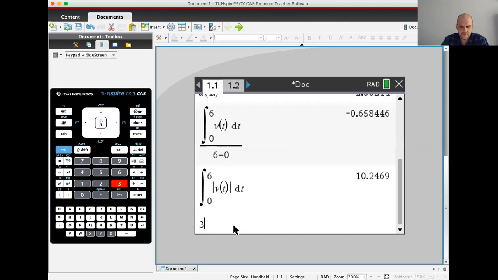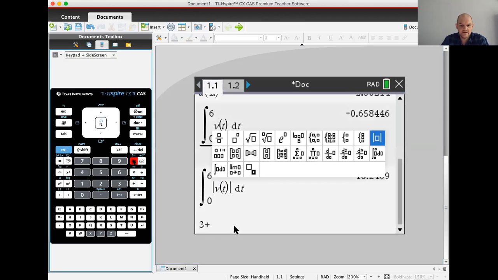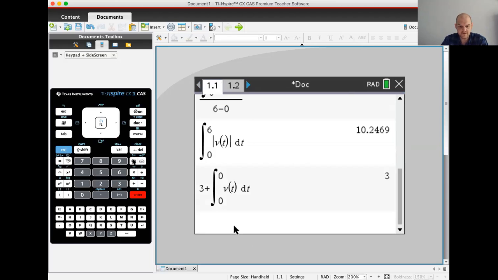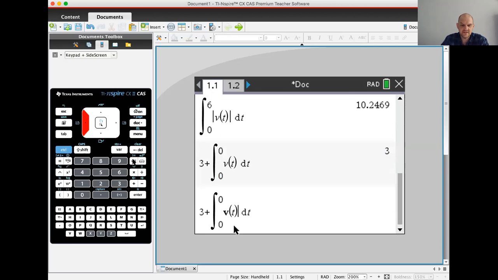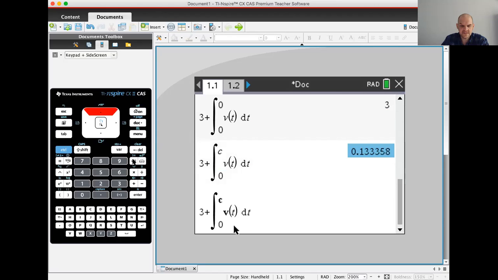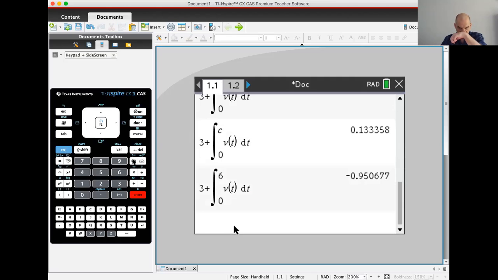I'm going to do 3 plus the integral from 0 to 0, which is just going to give me 3, or it better give me 3. Then I'm going to plug in the value of C that I found, and then I'm going to plug in 6, because 6 is the other endpoint. Ooh, look at that. So 6 did it. All right, let's go back to the notes.